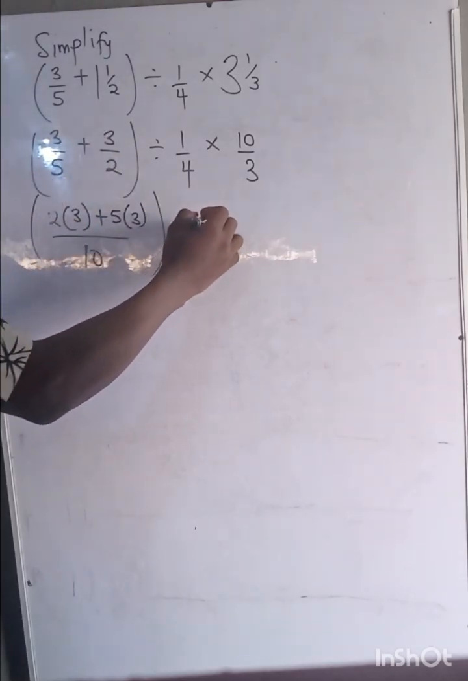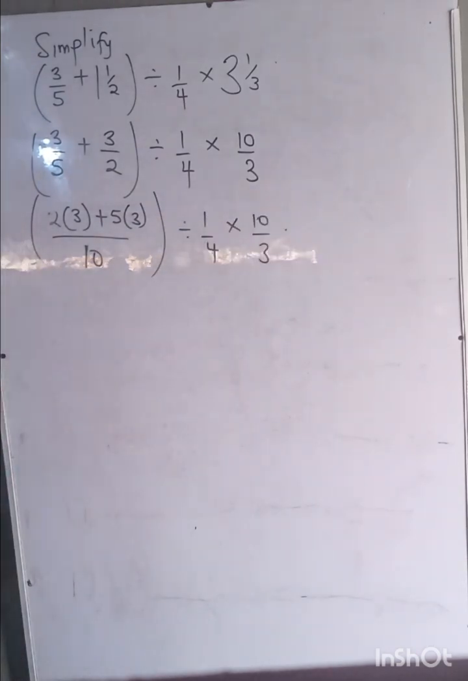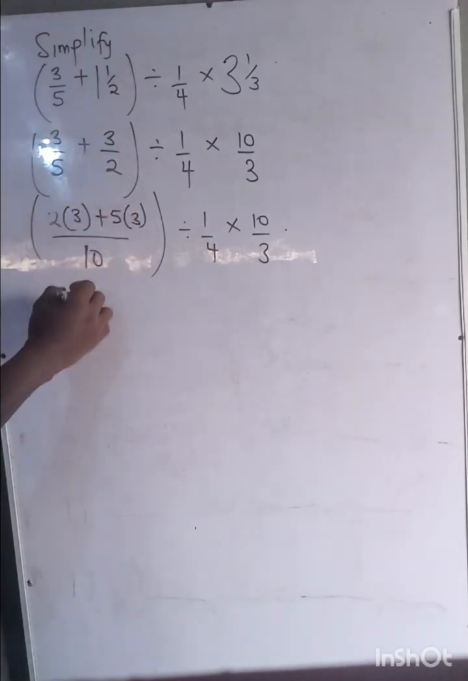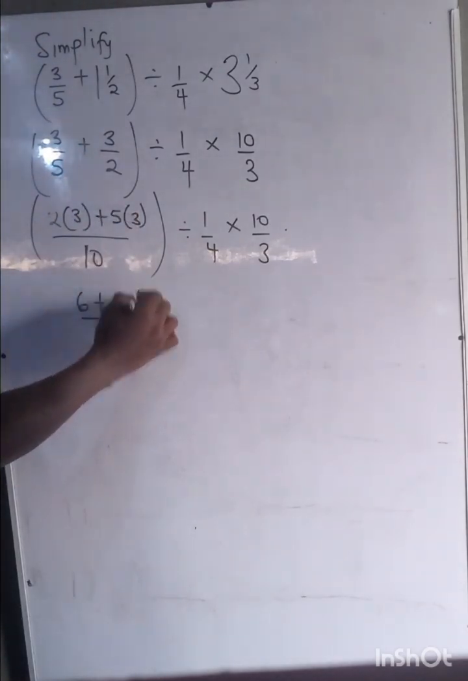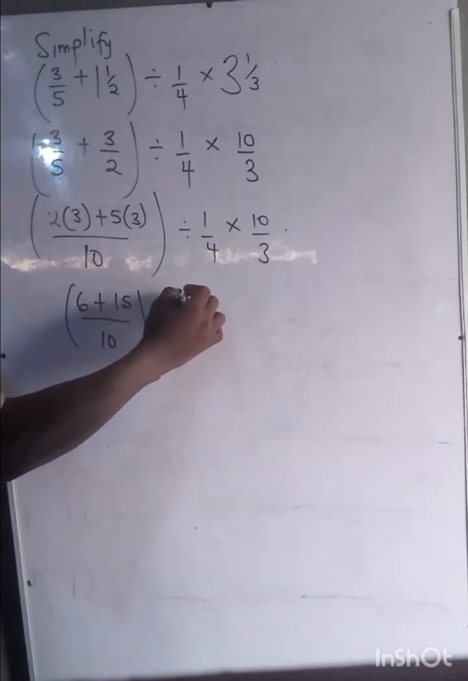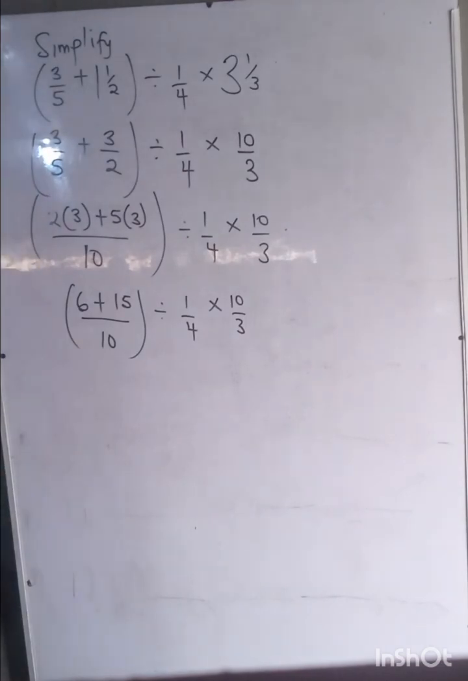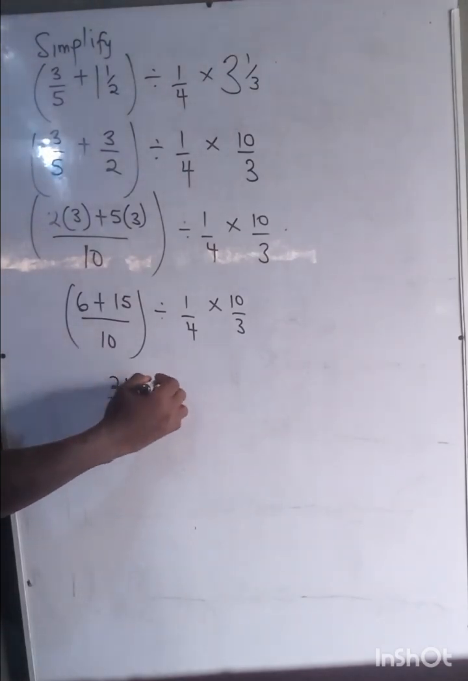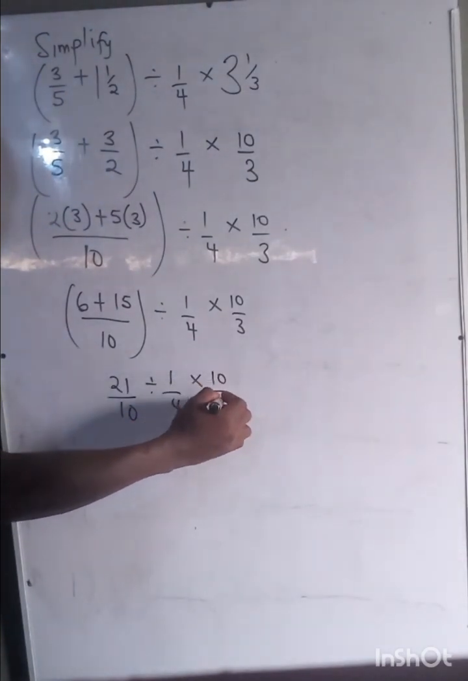Then we have the other part, divided by 1 out of 4 times 10 out of 3, since we are following the order. So let's simplify the terms in the bracket. 2 times 3 gives us 6, 5 times 3 is 15, all divided by 10. Then 6 plus 15 gives us 21 out of 10. So we have simplified the term in the bracket. The other parts are just repetitions.